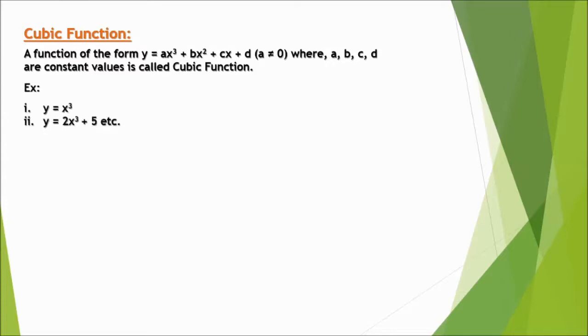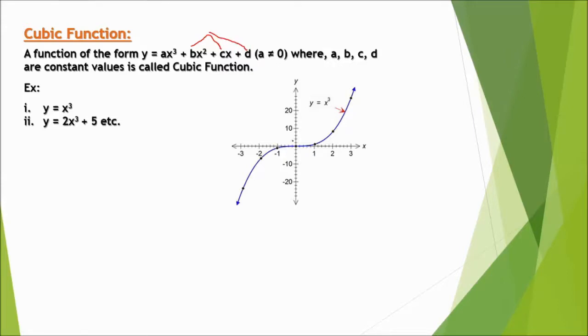And from these two examples, you can see the graph of the first example. This is the graph of the first example. The cubic function looks like this one. So here in the first example, the values of b, c, and d are 0. So it passes through the origin. You can see it passes through the origin, like in the quadratic also.